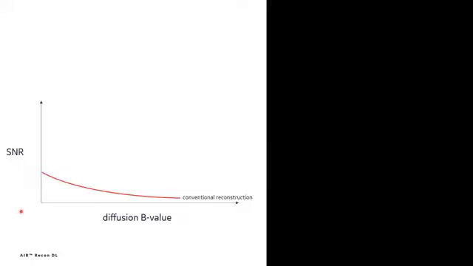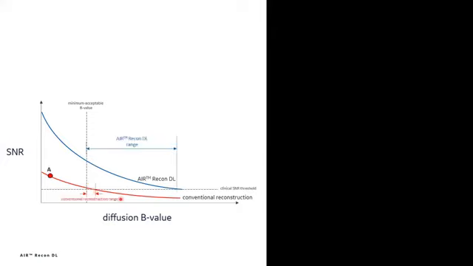So if we think about how SNR changes with the diffusion b-value, you probably all know that it decreases exponentially. Conventional reconstruction and AIR Recon DL both decrease exponentially. The higher the b-value, the less signal you have, simply put. And if we again create the same type of charts of a clinical SNR threshold and a clinical b-value threshold, we see the same kind of findings with AIR Recon DL: it can be used to increase SNR, and it can also be used to increase the b-value at no cost to the SNR.